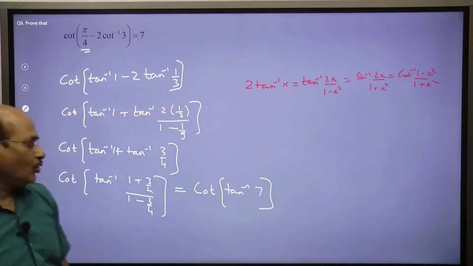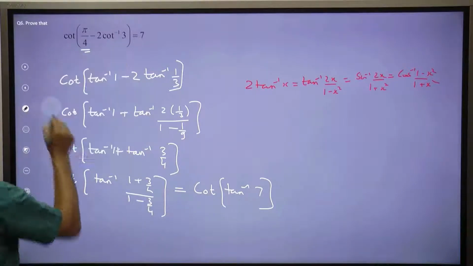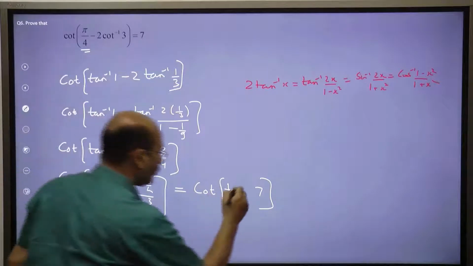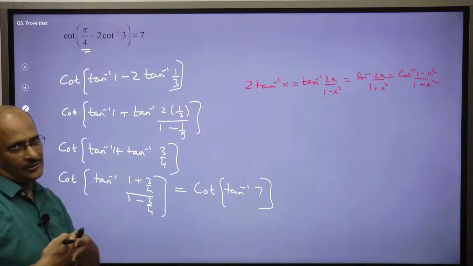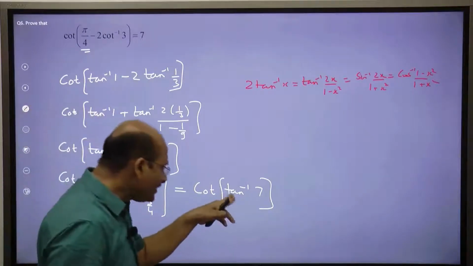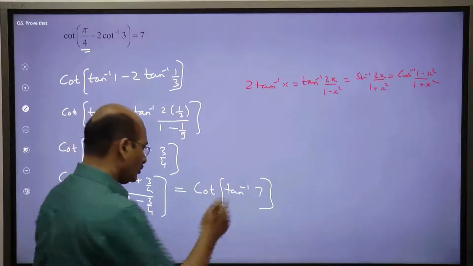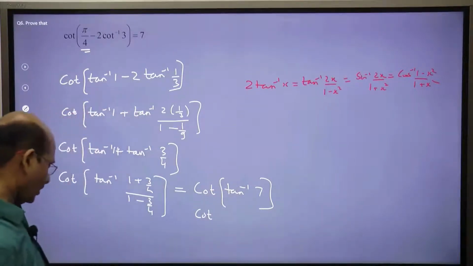But as you all know, cot and tan inverse don't go hand in hand because they are not compatible. Okay, keep that in mind. What I said, cot and tan inverse are not compatible. So inside, can you convert this tan into cot? Because tan is the reverse of cot. So this I can say cot of, okay, yeah.